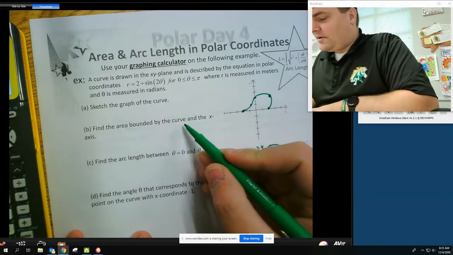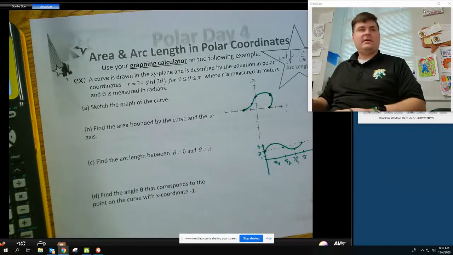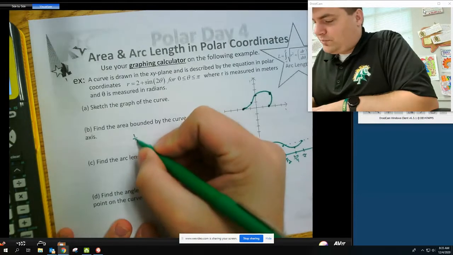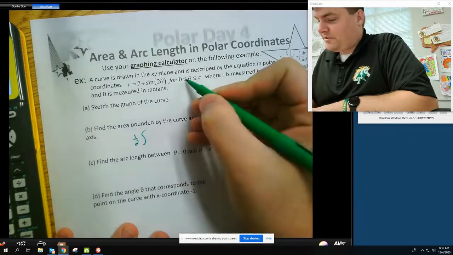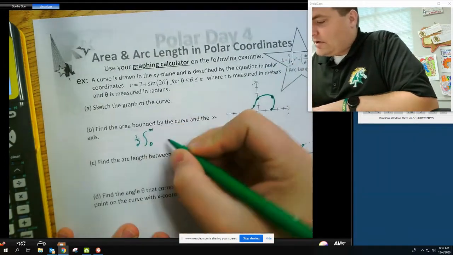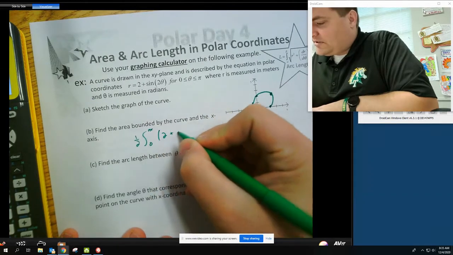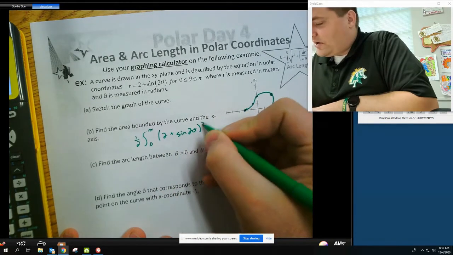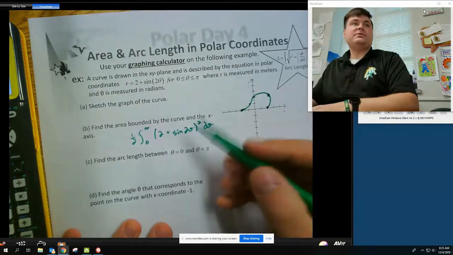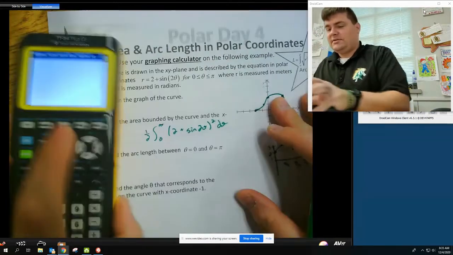So find the area of the curve. This one's not a big deal. We're just going to do our usual formula here. It's 1/2 from, it says from 0 to pi, which is super nice, of (2 plus sine 2 theta) squared d theta. So all you're going to do is just type that into your calculator, and I'll go ahead and do that with you right now.